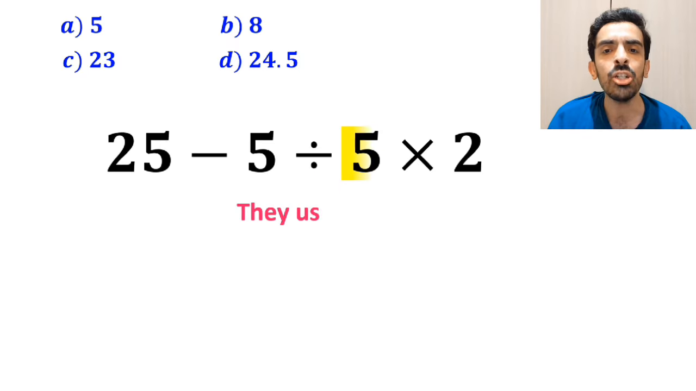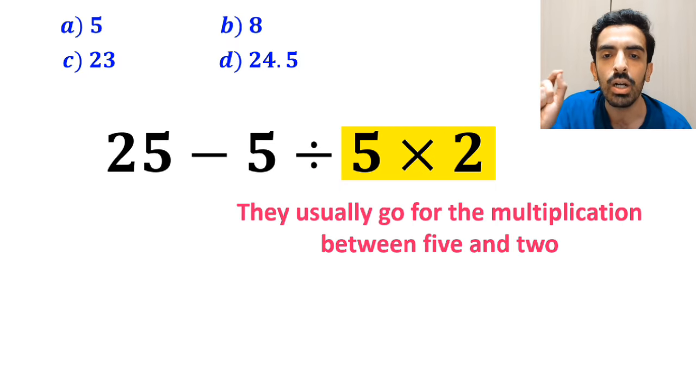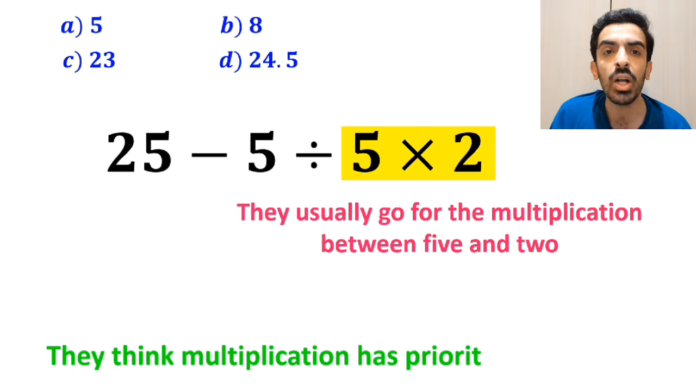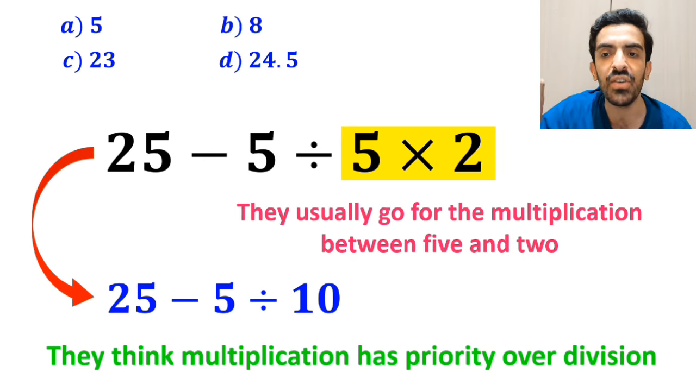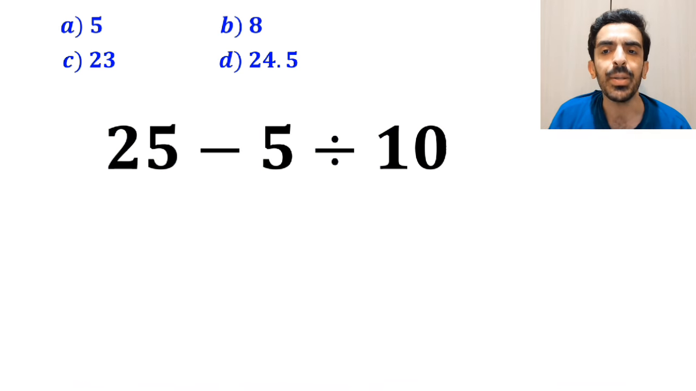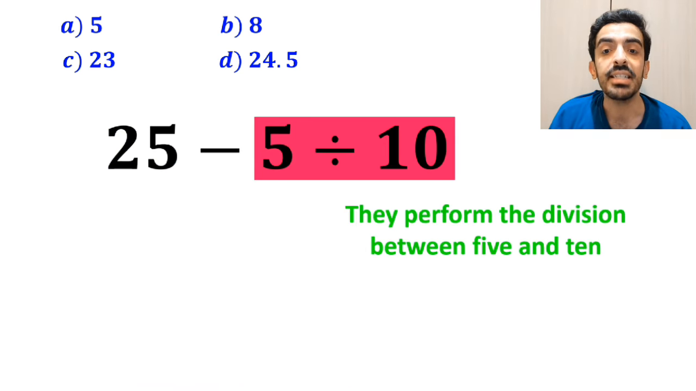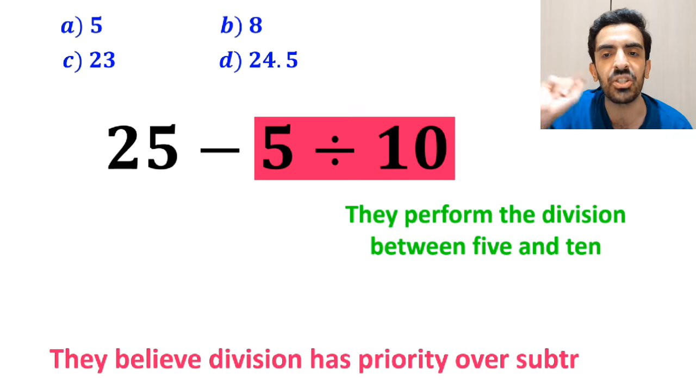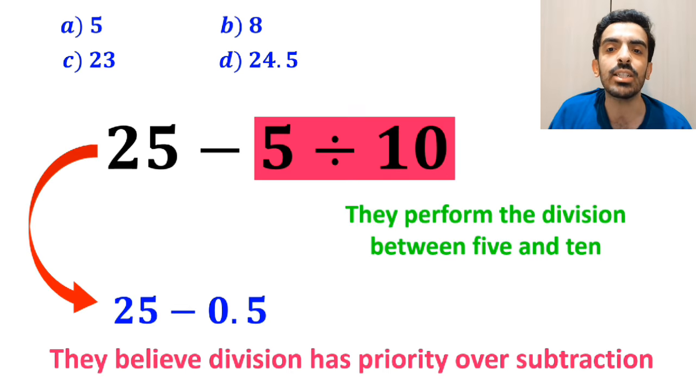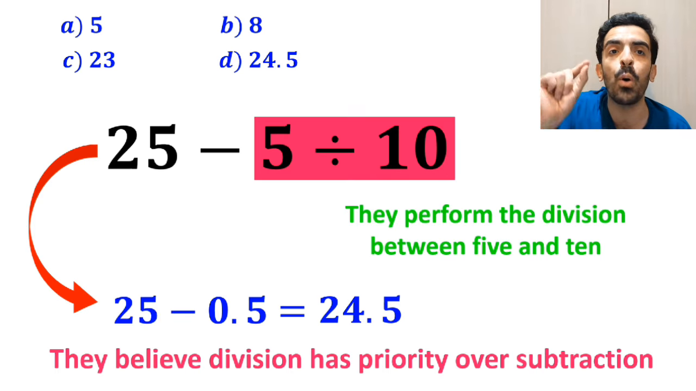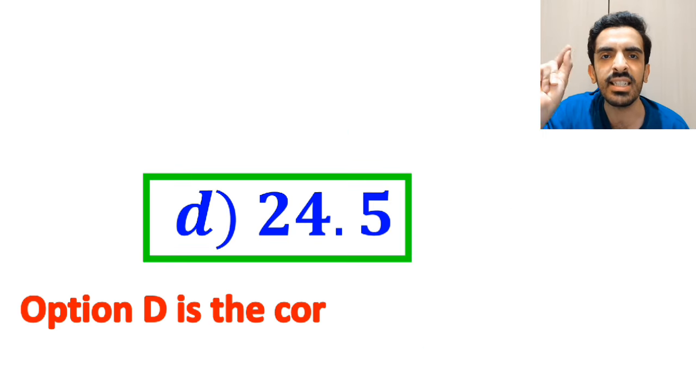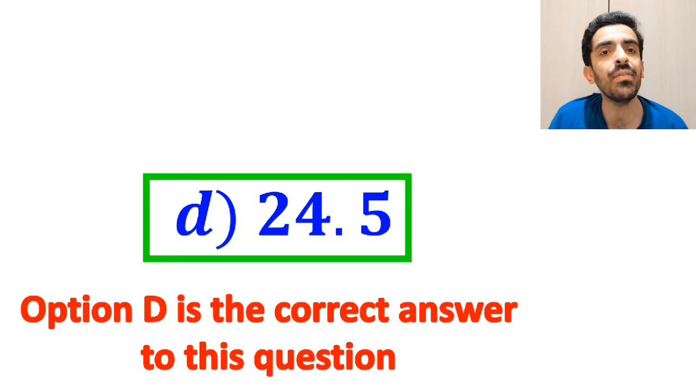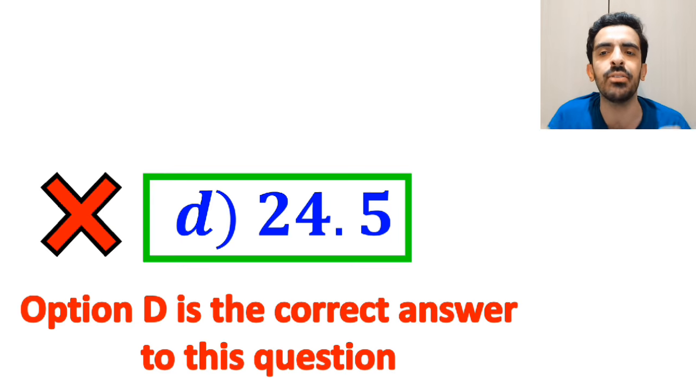In the next step, they usually go for the multiplication between 5 and 2 because they think multiplication has priority over division. So, they rewrite this expression as 25 minus 5 divided by 10. Next, they perform the division between 5 and 10 since they believe division has priority over subtraction. And they rewrite this expression as 25 minus 0.5, which ultimately gives them the answer 24.5. And immediately, they conclude that option D is the correct answer to this question. However, this answer is absolutely wrong.